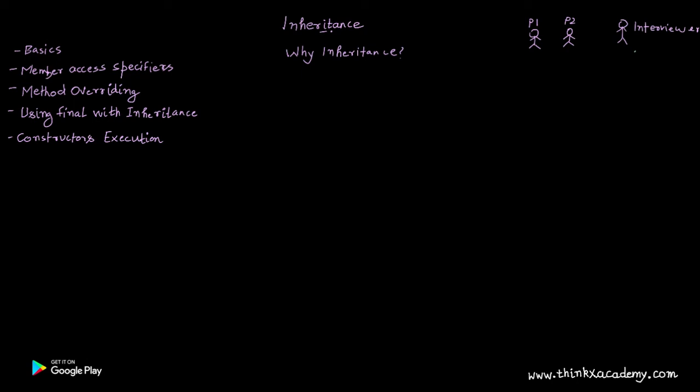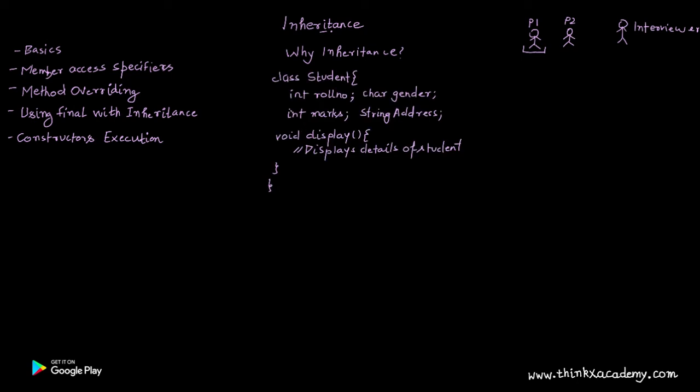So the interviewer starts asking a question from the programmer 1. He gives a task to the programmer 1. He says that let's suppose we have a class student defined like this. You can see that this class student has some member variables. Here are 4 variables, which are roll number, marks, gender, address, and a function display which displays the details of the student.